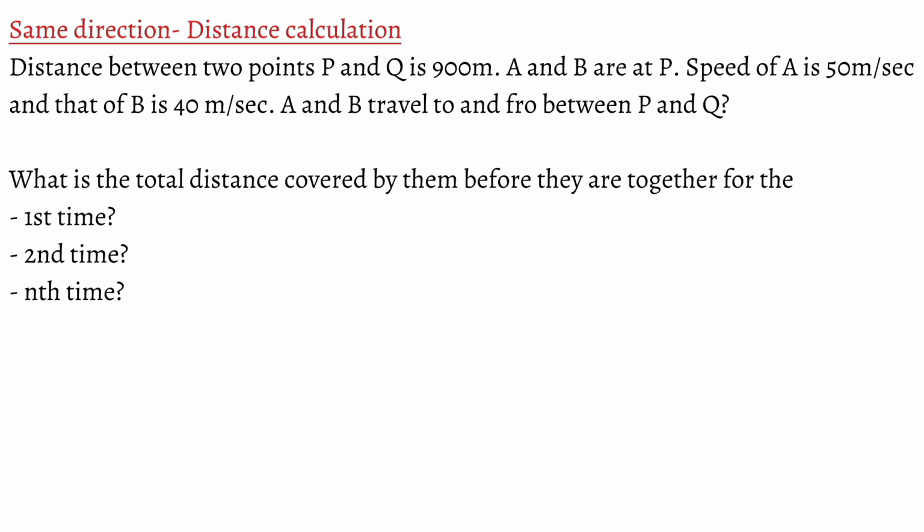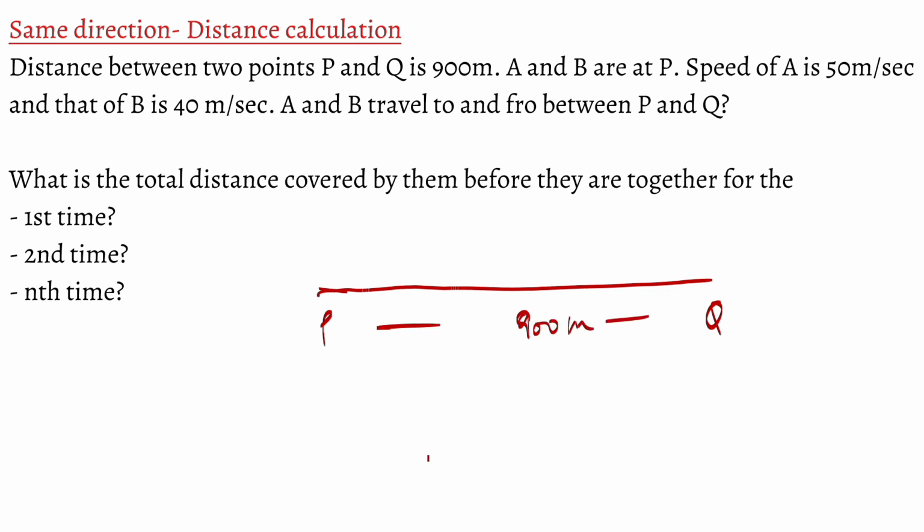Now the second case, that is same direction and the distance calculation. So the distance between the 2 points P and Q. This is P, this is Q, and the length is 900 meters. Now A and B start from P, because this is same direction, right? Now A and B start from P.